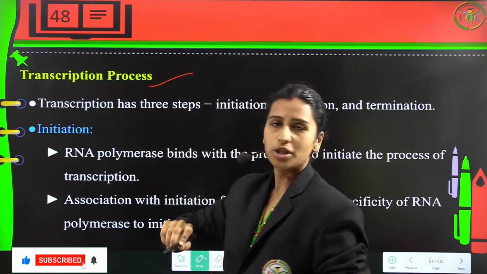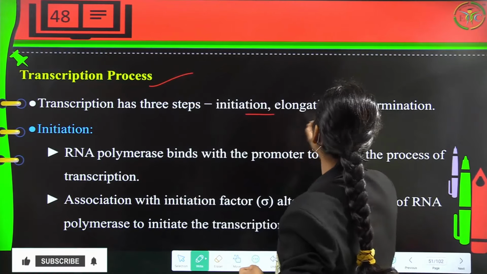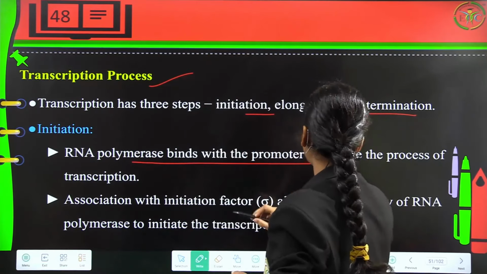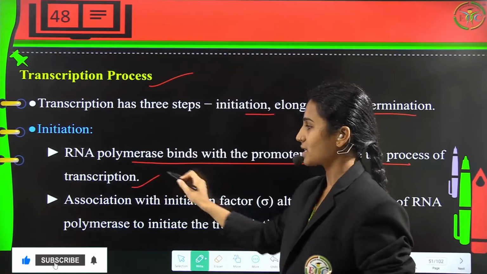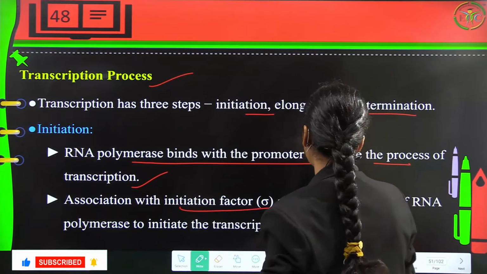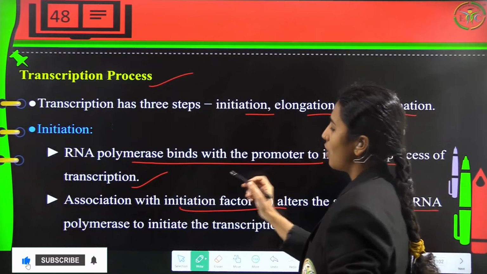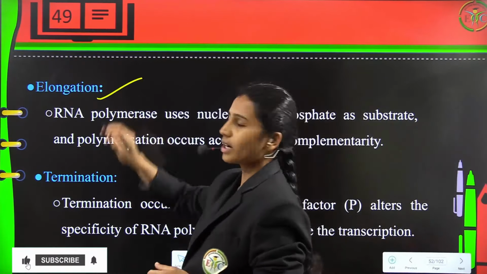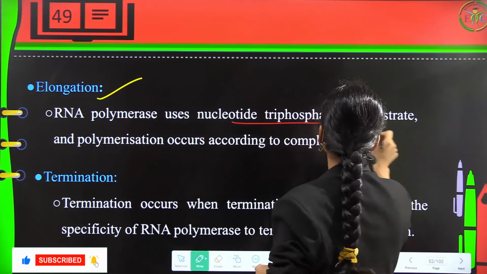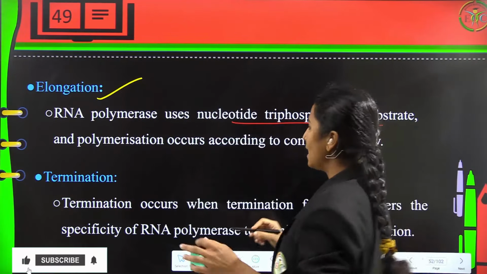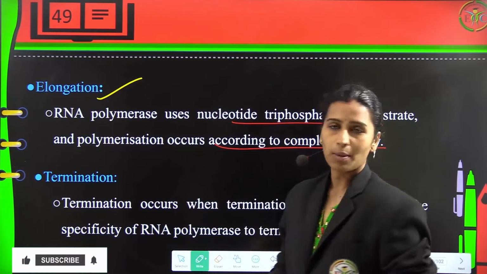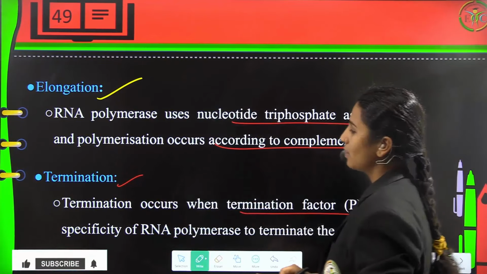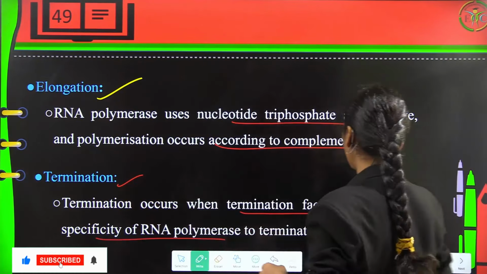Now coming to the transcription process. It has three steps: initiation, elongation and termination. Firstly, initiation. RNA polymerase will bind with the promoter to initiate transcription, and association with an initiation factor will alter the specificity of RNA polymerase, initiating the transcription. Now elongation. RNA polymerase will use nucleoside triphosphates as substrate, and polymerization is going to occur according to complementarity. Now termination. It will occur when the termination factor rho alters the specificity of RNA polymerase to terminate the transcription process.